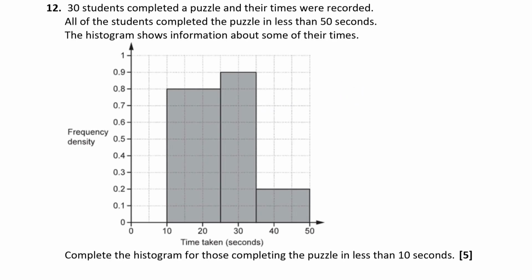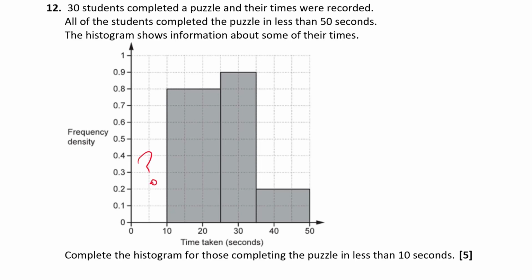Question 12. 30 students completed a puzzle and their times were recorded. All of the students completed the puzzle in less than 50 seconds. The histogram shows information about some of their times. It says complete the histogram for those completing the puzzle in less than 10 seconds. So basically there's a bar missing here, isn't there? We've got the people who complete between 10 and 25 seconds, between 25 and 35 seconds, and between 35 and 50 seconds. What we need to do is work out this missing bar in here.